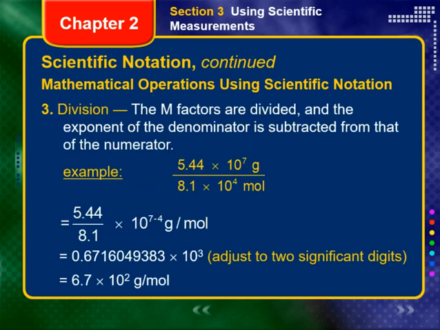Division. The m factors are divided, and the exponent of the denominator is subtracted from that of the numerator. Note that the unit for the answer is the ratio of grams to moles.